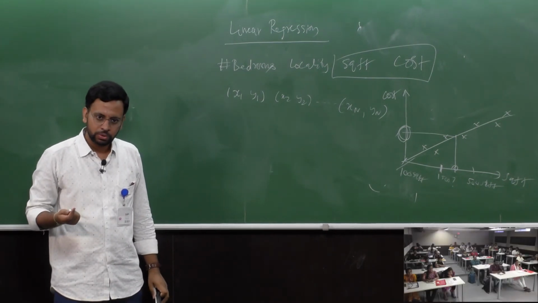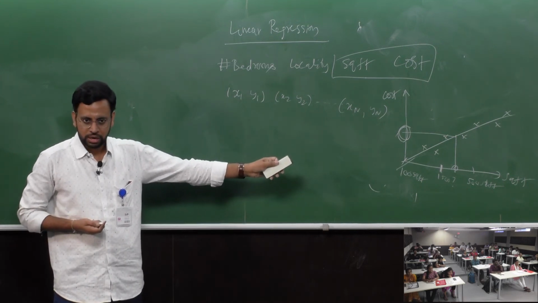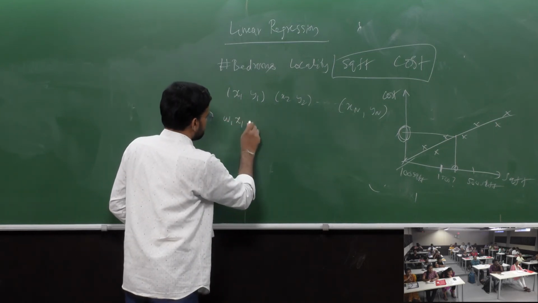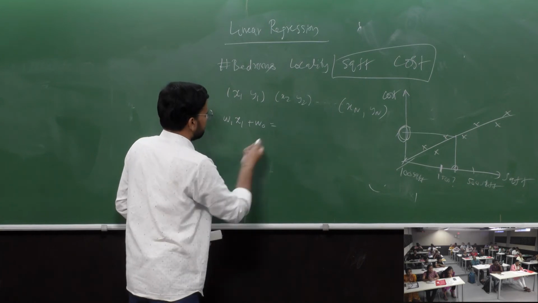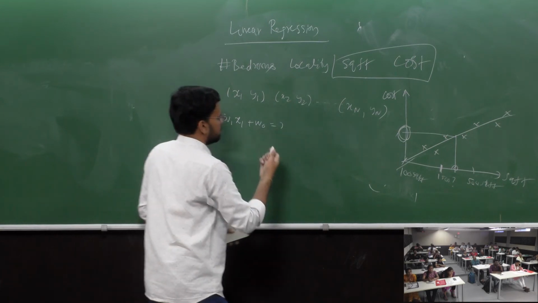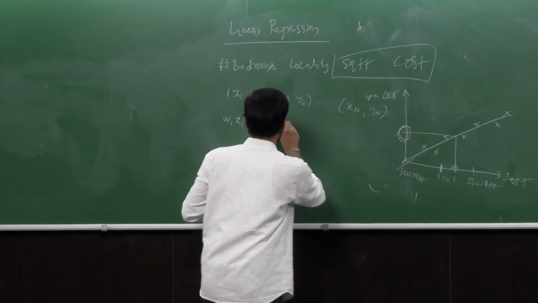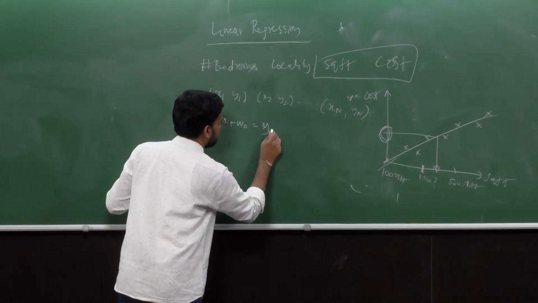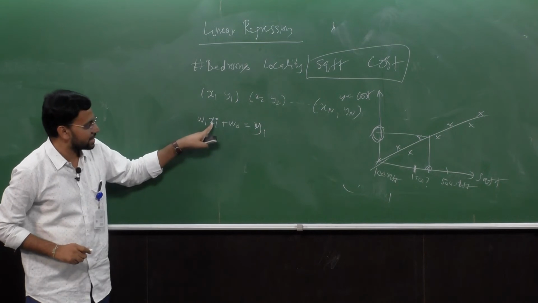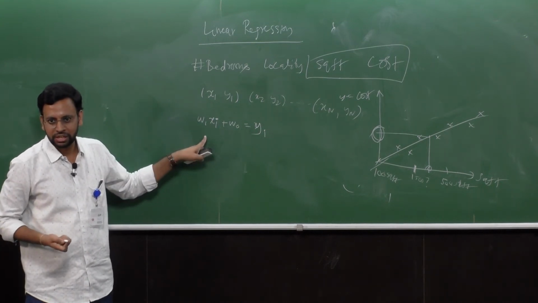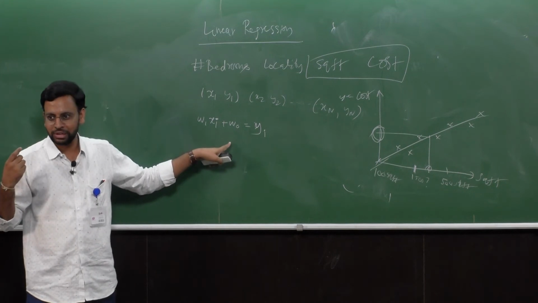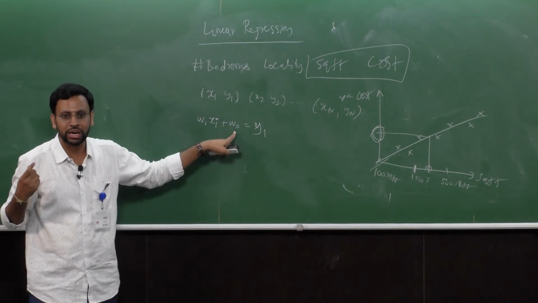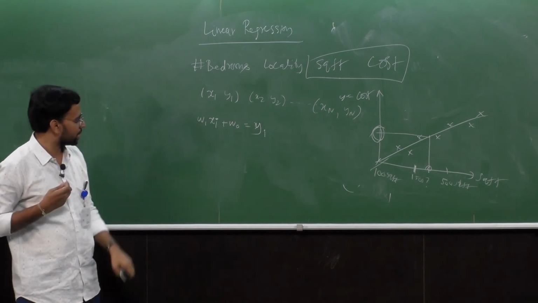If it is just a 2-dimensional case, I could write it as w1 x1 plus w0 is equal to y. So this point is xi, yi. Instead of your favorite y equal to mx plus c, I am using w because I have something else in my mind, nothing changing here. w1 xi plus w0 equal to yi, this is what I will write, okay.